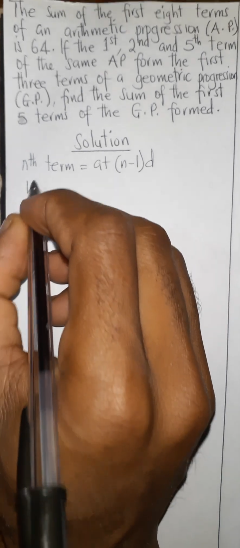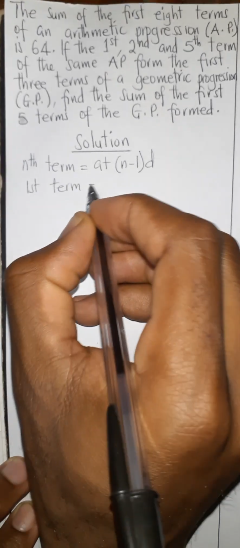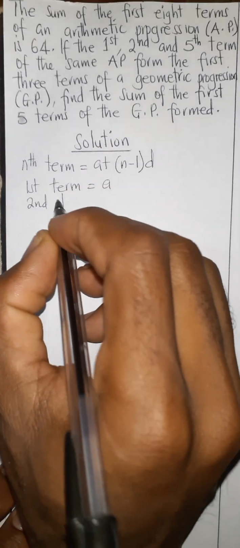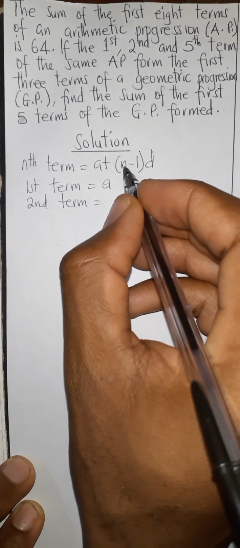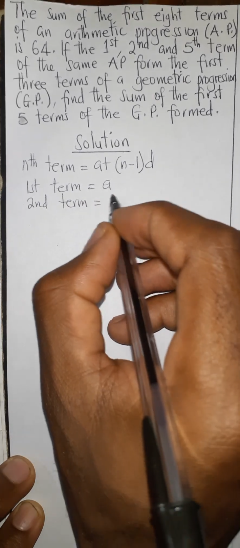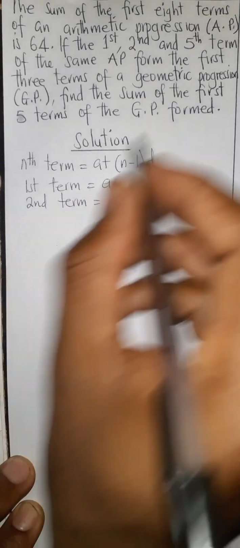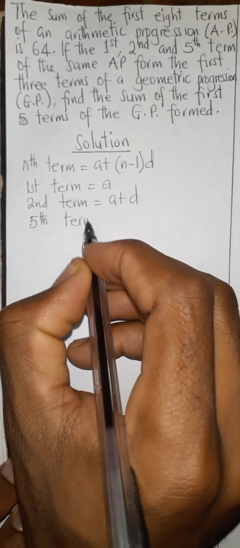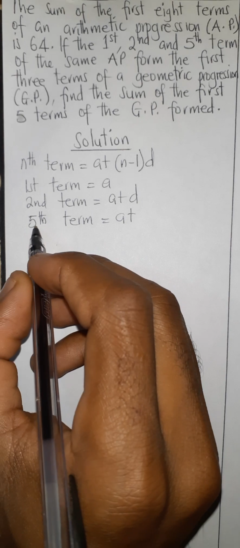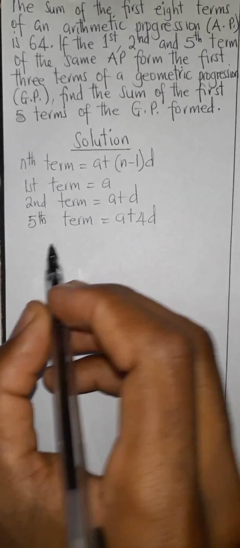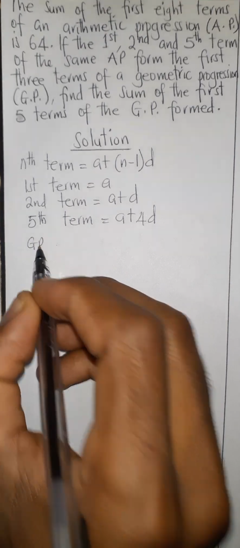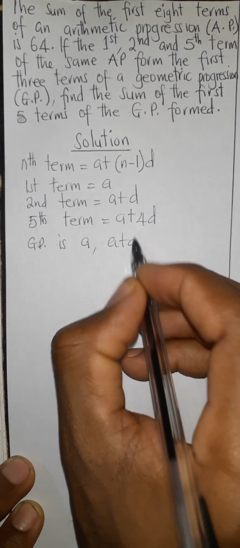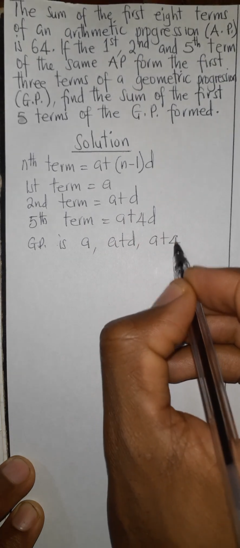So the first term is always denoted by A. And then the second term equals A plus 2 minus 1 D, so A plus D. Then we are given the fifth term. So the fifth term equals A plus 5 minus 1, so it's A plus 4D. Then the GP formed is first term A, then A plus D, then A plus 4D.